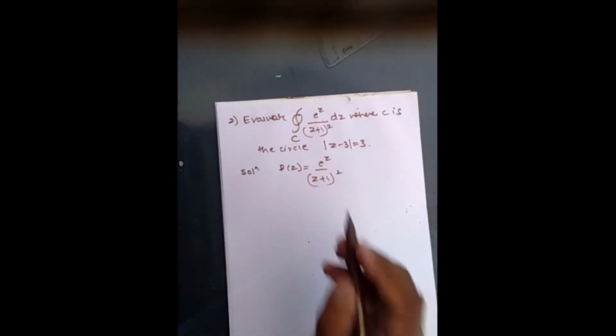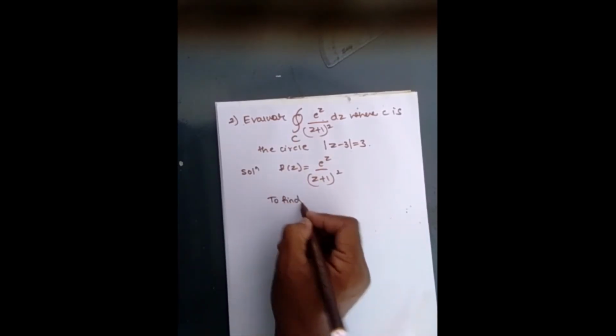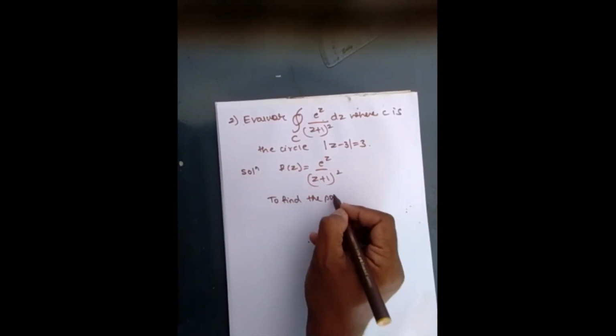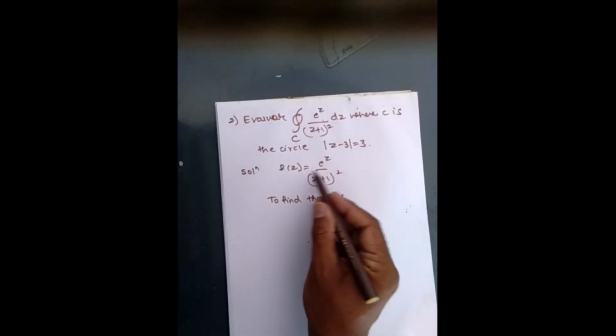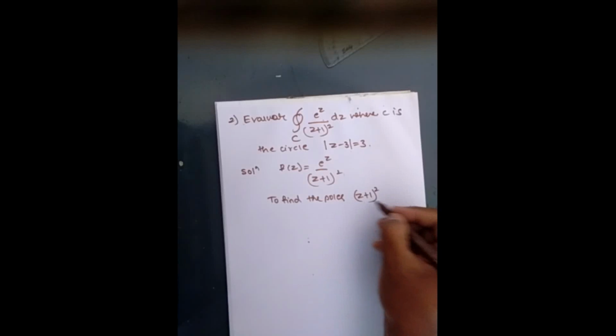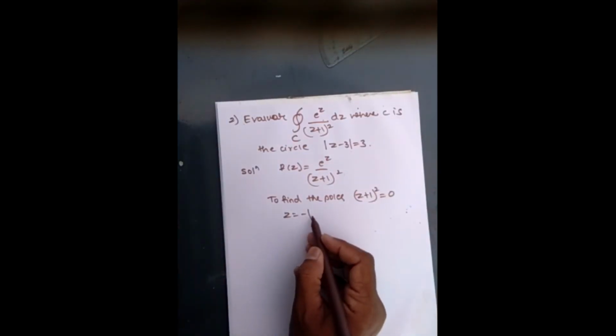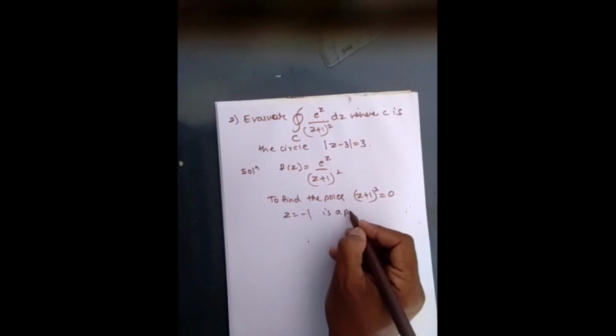First we calculate the poles. To find the poles, we equate the denominator term to 0. So equating the denominator term (z plus 1) whole square to 0, this means z is equal to minus 1. Now see the power of z plus 1, it is 2. So z equal to minus 1 is a pole of order 2.